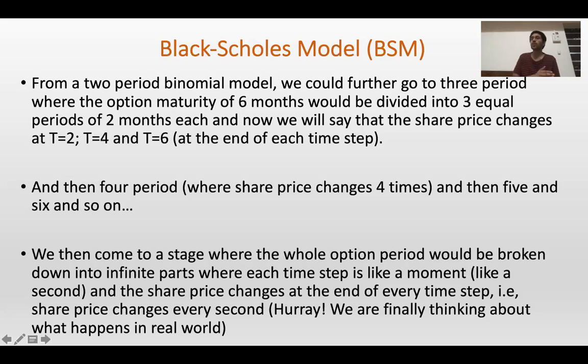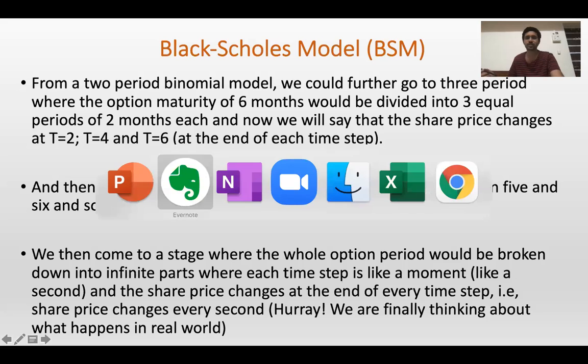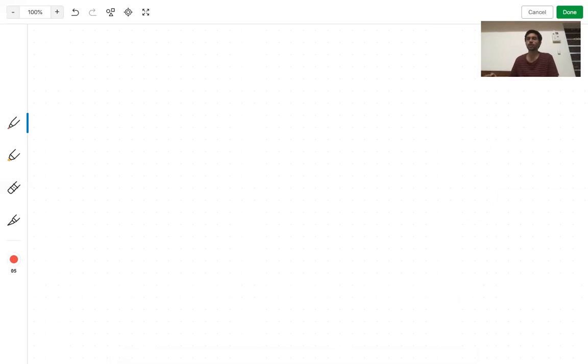Okay, and then we said that the share price can now change twice during an option contract, at the end of each time step, which means the share price can change once at t equal to 3 and the second time at t equal to 6. Okay, and at each time step, the share price can have two possible values coming out from each particular node.